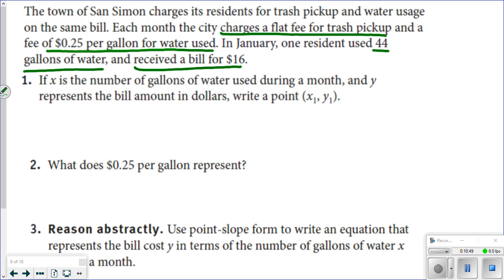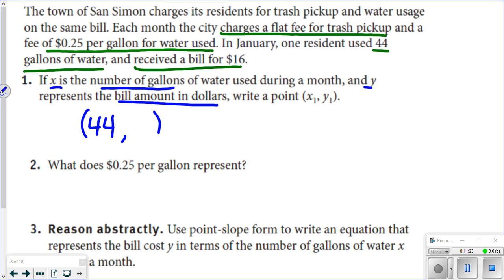If X is the number of gallons of water used during a month, Y represents the bill. We're going to write the point as X1, Y1. Okay, so in January, what is the number of gallons of water that they used? 44. So that's my X value for this point.